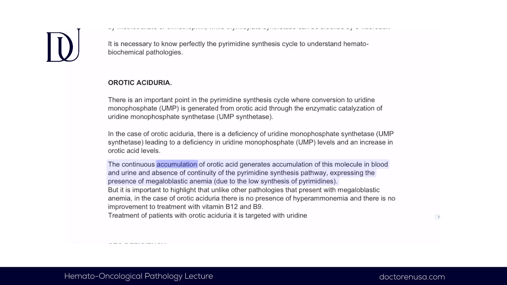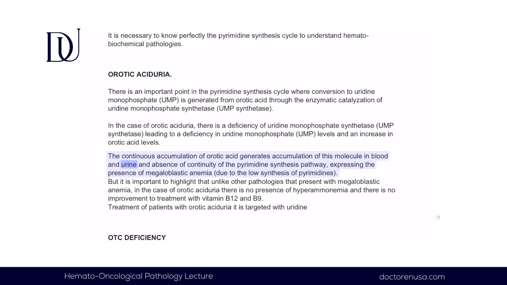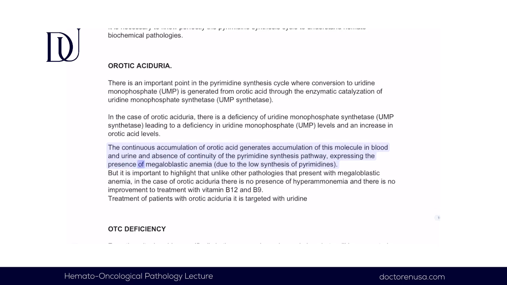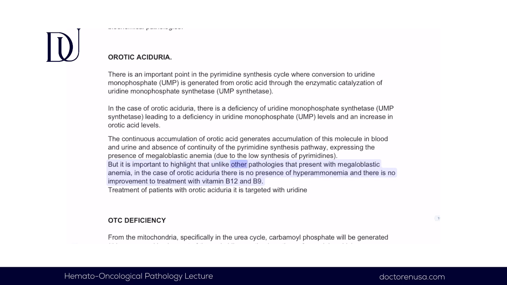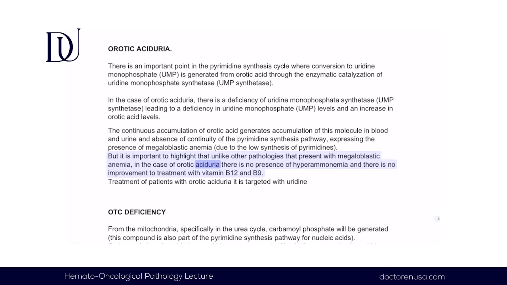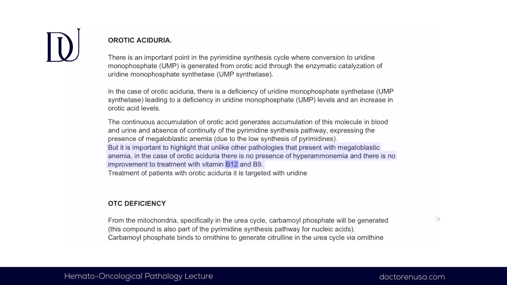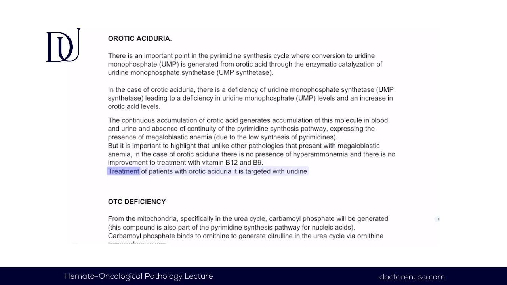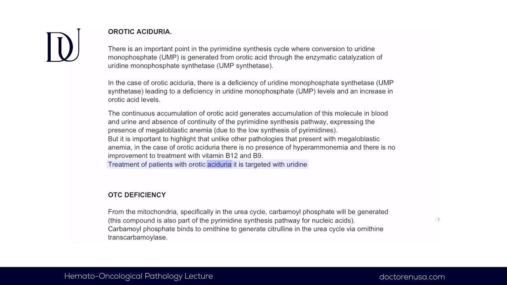The continuous accumulation of orotic acid generates accumulation of this molecule in blood and urine and absence of continuity of the pyrimidine synthesis pathway, expressing the presence of megaloblastic anemia due to the low synthesis of pyrimidines. But it is important to highlight that unlike other pathologies that present with megaloblastic anemia, in the case of orotic aciduria there is no presence of hyperammonemia and there is no improvement to treatment with vitamin B12 and B9. Treatment of patients with orotic aciduria is targeted with uridine.